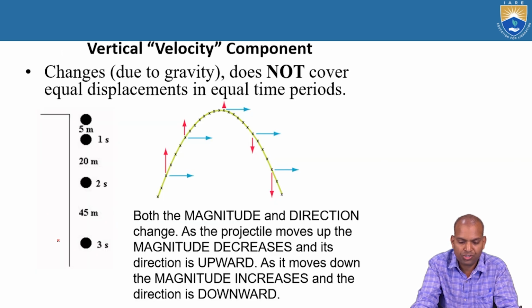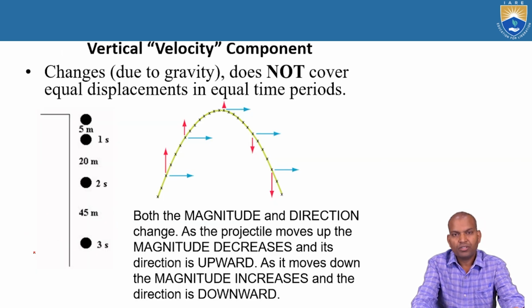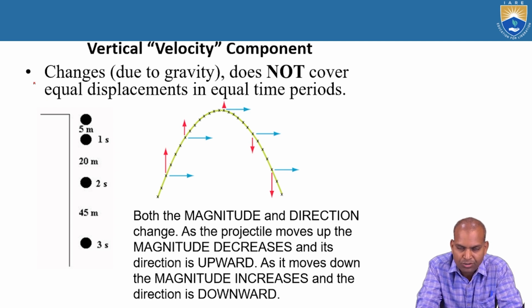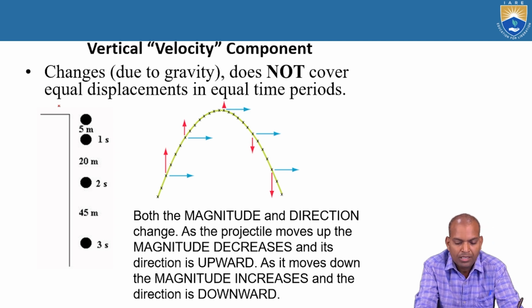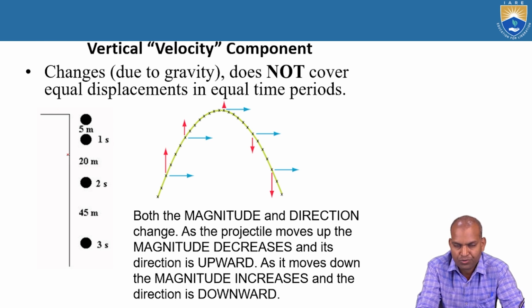That's why the direction is changed. Now coming to the vertical velocity component. So far we covered the horizontal component. Now the vertical component. This vertical component changes due to gravity, because of this gravitational force.